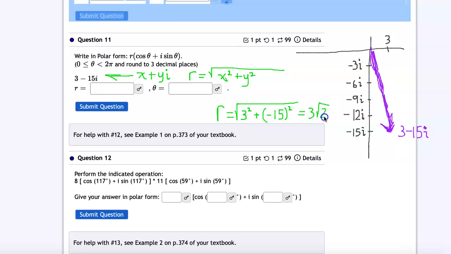When you simplify this, you end up with 3 root 26. But MyOpenMath wants a decimal approximation of that. So 3 times the square root of 26 approximates to 3 decimal places as 15.297.